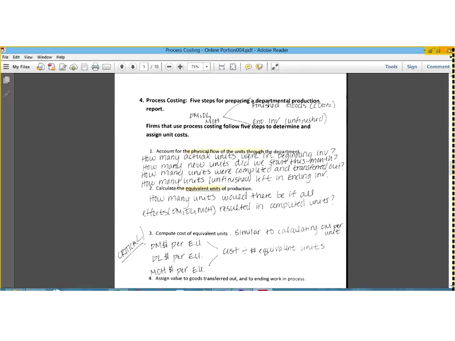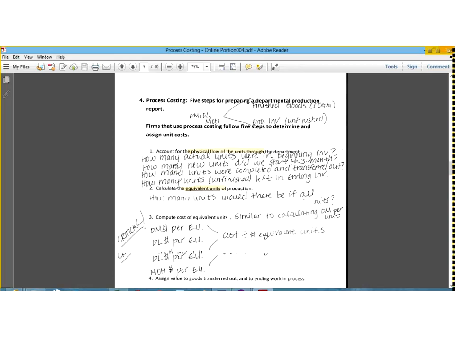I worked at Texas Instruments, and I had to run a report every Monday. That was the start report, so we could see what new production we started the past week. So this is what new production did we start. The third question we have to be able to answer: how many units were completed and transferred out? And then finally, how many units were left unfinished in ending inventory, in other words, that need to be finished at a later date? So we first have to answer those 4 questions.